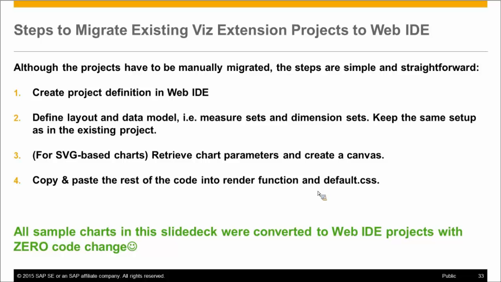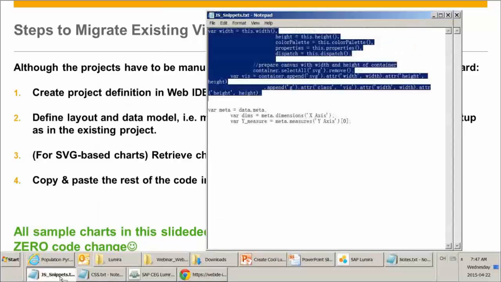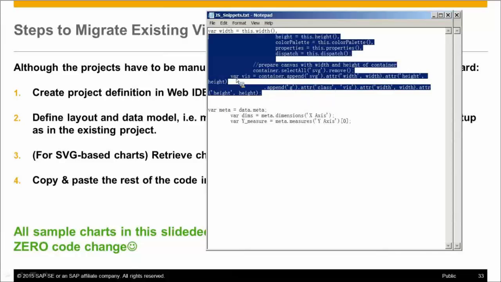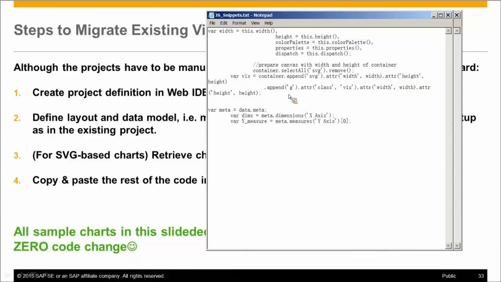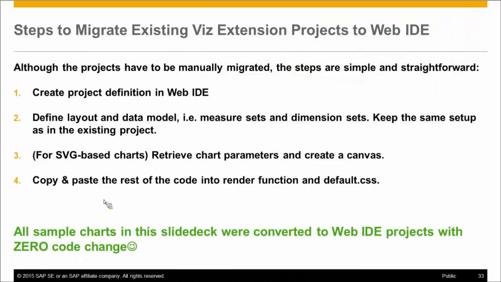tool. And then, of course, for the SVG-based charts, the Web IDE does not automatically fill in the initial few lines where you retrieve the chart parameters like the properties, the color palette, etc. You can always just keep it here for convenience. So these few lines can be used to retrieve those basic parameters in your chart, and you can just put them at the beginning of your render function, if you are working on an SVG-based chart, of course. And then you can just copy-paste the rest of the code from your render function, from your style sheets, into the render function or the render.js file and the default CSS file. No code change is necessary.